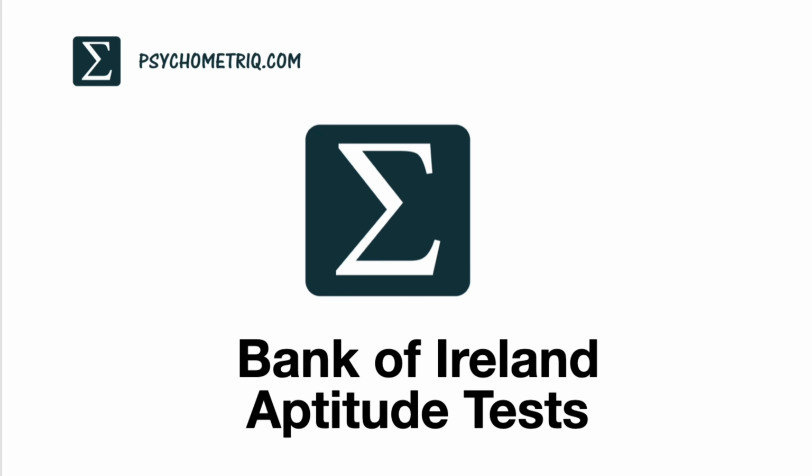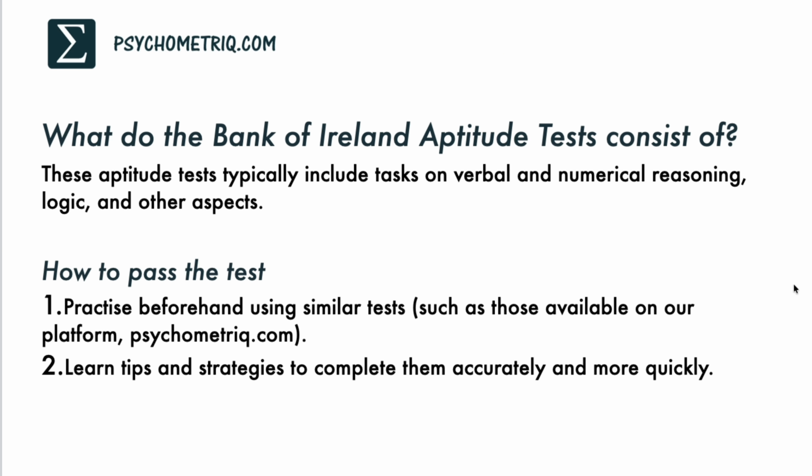Welcome to psychometric.com. Today we will look at the aptitude test for the Bank of Ireland. First of all, the Bank of Ireland is one of the leading banks in Ireland, offering financial services such as accounts, loans, and mortgages, and it applies aptitude tests in its admission process because it needs to objectively assess key skills such as numerical reasoning, verbal reasoning, and decision-making ability.